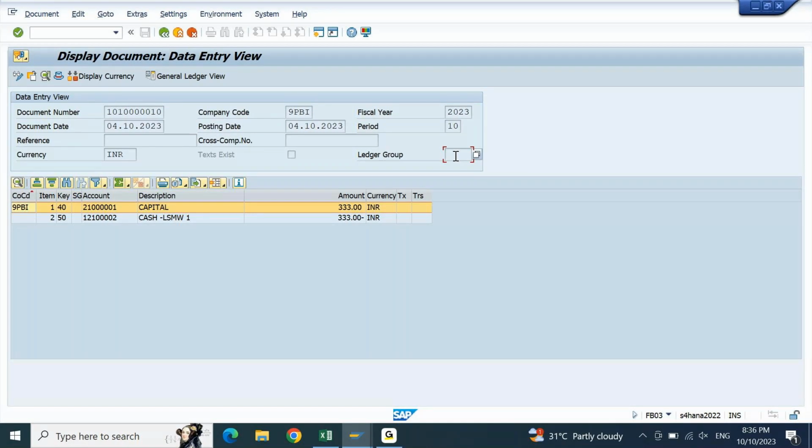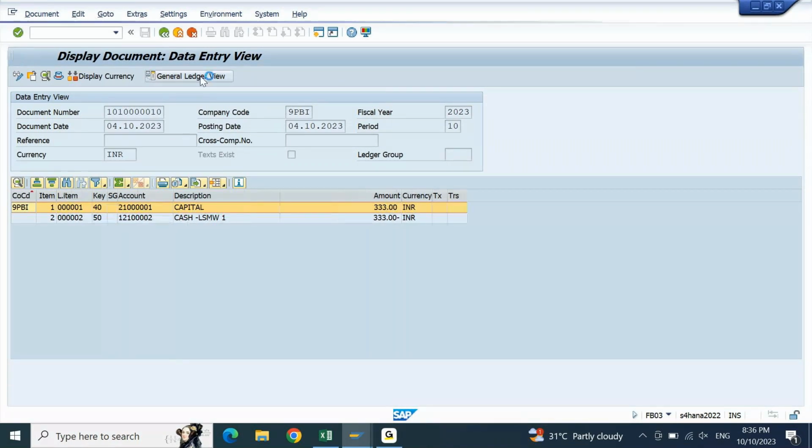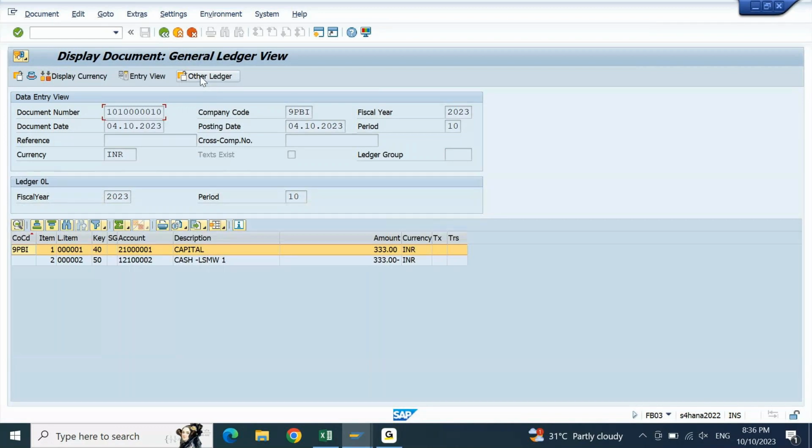Okay, this document has updated all the ledgers of your company code. Next point, to see in which ledger it is updated at which period, click on the general ledger view. Down below it will give the ledger. Ledger group is blank, which means all the ledgers are updated. So the ledger list you will get here. Currently, what is this ledger? 0L, leading ledger. In 0L leading ledger, this entry is reflecting in year 2022 period 10. Clear?